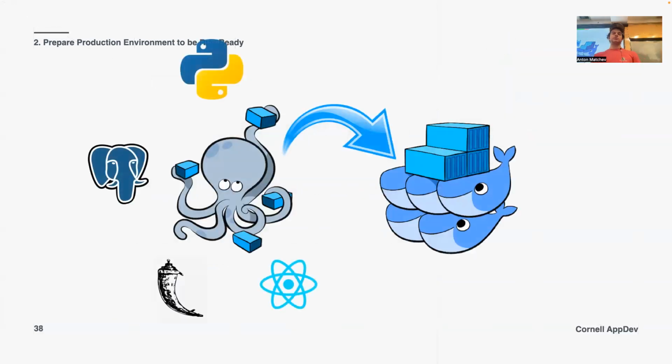And so Docker Compose is explained by this analogy right here. You have the octopus and it's juggling all these different containers, right? And these different containers are like the dependencies that you have. So you could be using Python, Postgres, whatever other applications you're using. And then it composes them into one entity over here, which is represented by the whales over there.